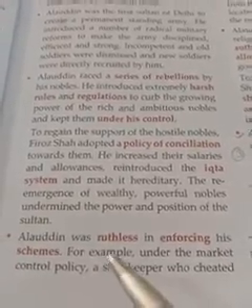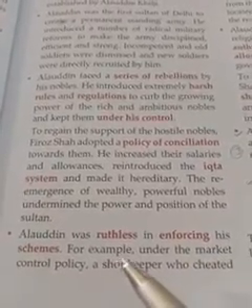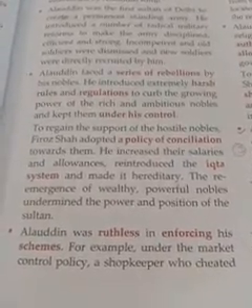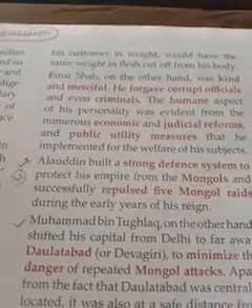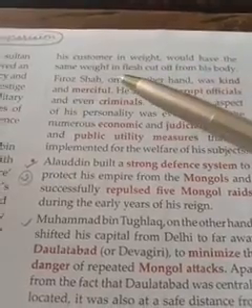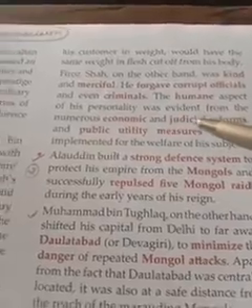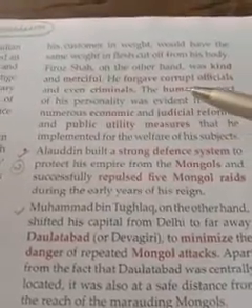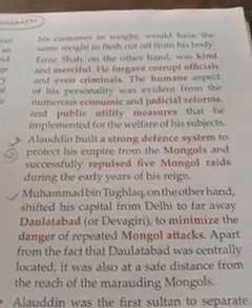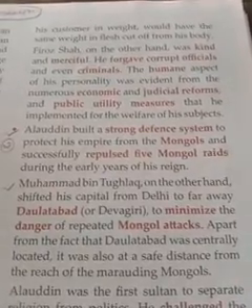Alauddin was ruthless in enforcing his schemes. For example, under the market control policy, a shopkeeper who cheated his customer in weight would have the same weight of flesh cut off from his body. Means here we see that Alauddin Khilji's market policy had three markets, one for food grains, one for expensive commodities, and one for slaves, cattle and animals to sell and buy.